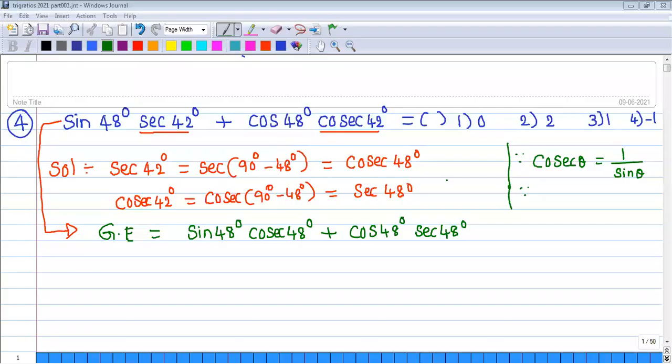Sir, screen is not visible. Visible, sir. Okay, screen is visible to you. Yes, sir.